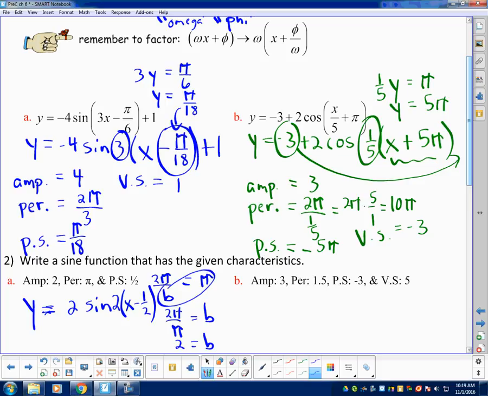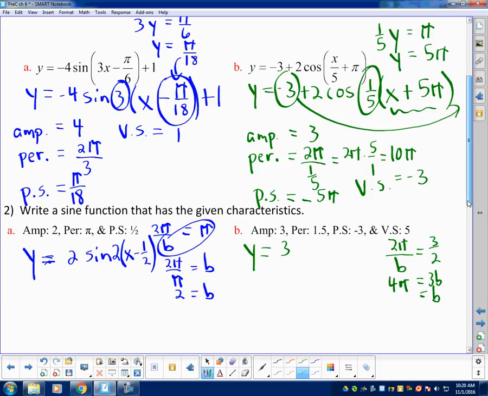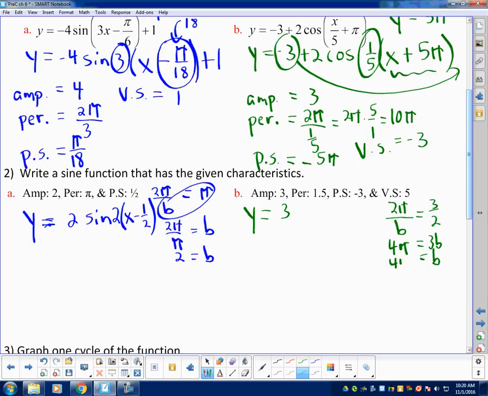All right, next one, we've got another sine function here. We have y equals, it's got an amplitude of 3, so we're going to place 3 out in front. And I'm going to use my expression 2 pi over b equals the period of 1.5, or let's write it as 3 over 2. Cross multiply here, 4 pi equals 3b. So b equals 4 pi over 3. So that's my b. So I'm going to go 3 sine 4 pi over 3.